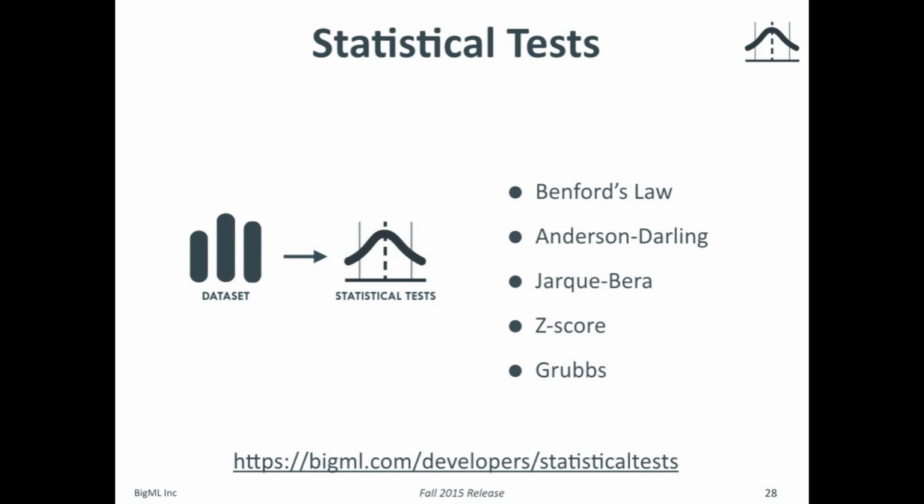And then we also have statistical tests. Given only a data set, you can ask it to compute these advanced statistics, which are a little deeper than the summary statistics that we give you in the data set view, including things like Benford's law, which can be useful for fraud detection. This is looking at the distribution of the first digit of numbers. Some normalization tests like Anderson-Darling, Jarque-Bera, and Z-score, and of course Grubbs, which is a very classic way to look for outliers. Again, all you need to do is pass in a data set, ask for the statistical tests, and you get back a nice object that has all these metrics in it. Again, currently only available through the API.